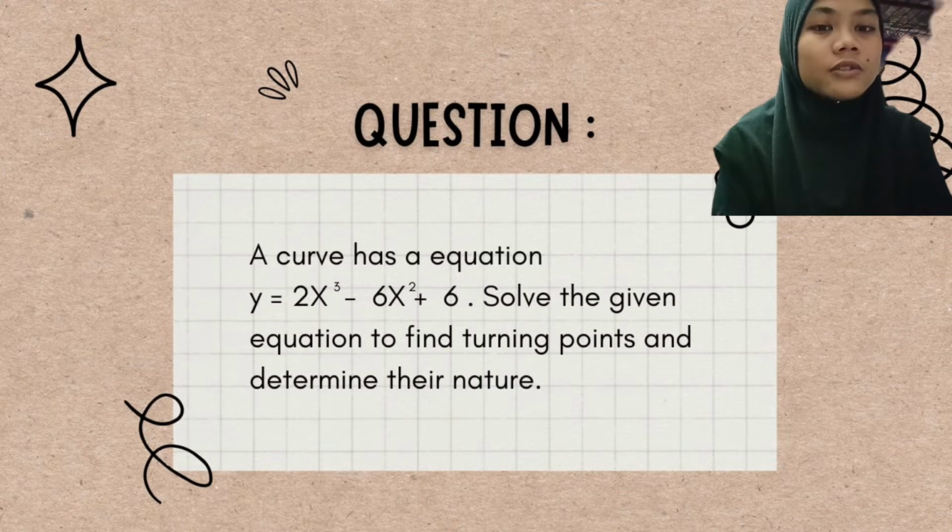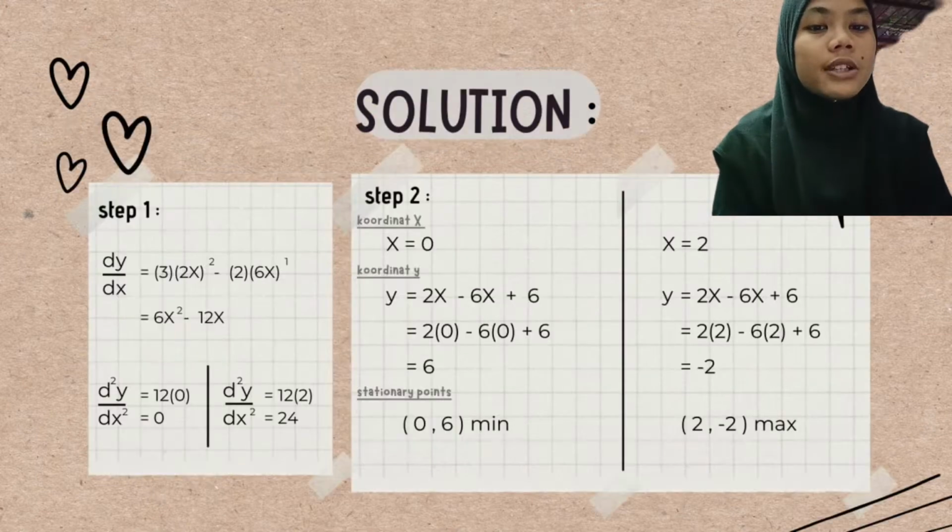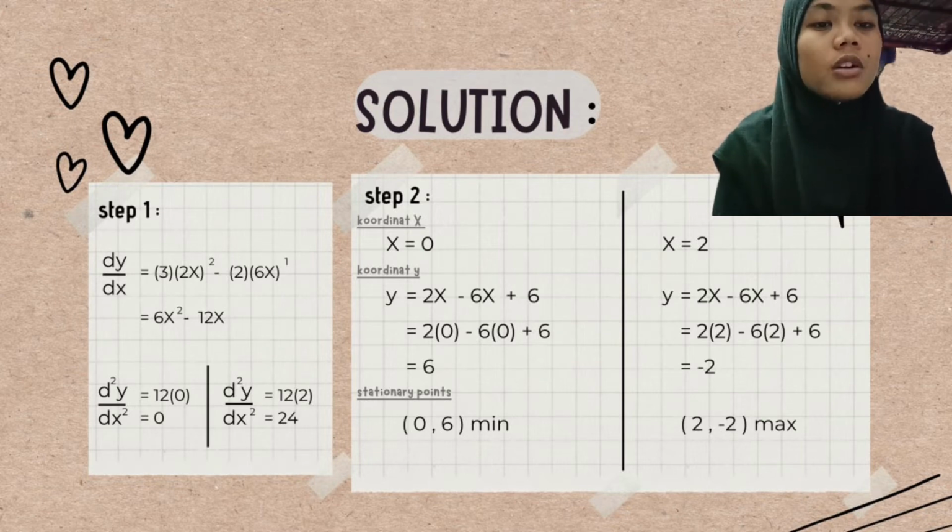The given equation is y equals 2x power 3 minus 6x power 2 plus 6, and we need to find the turning points and determine their nature. For step 1, we need to do differentiation. Differentiation means we take the power, bring it in front of the x, and then reduce the power by 1. So we take the power of 3 and bring it in front of 2x power 3.